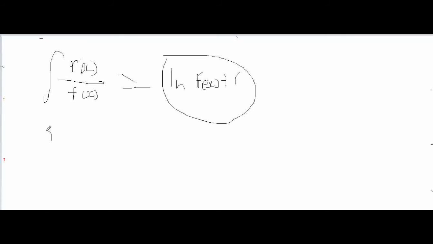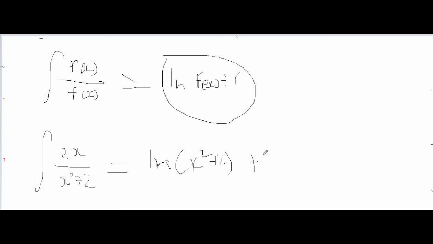Let's say we have the integral of 2x over x squared plus 2. Now, of course, you know that if you differentiate x squared plus 2, you'll get 2x. So, we can now apply this general form and say that it is equal to ln of x squared plus 2, plus c, of course.